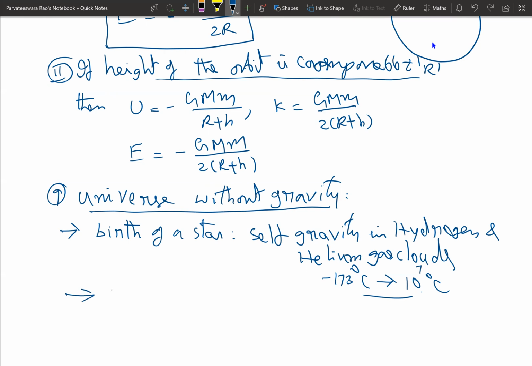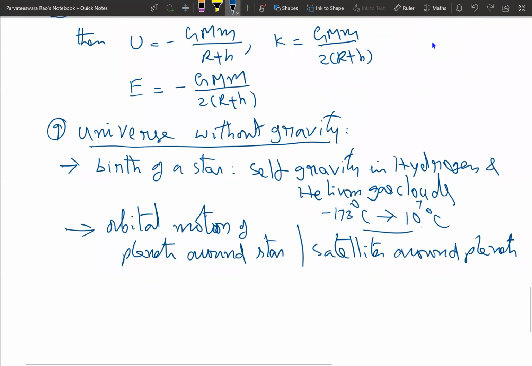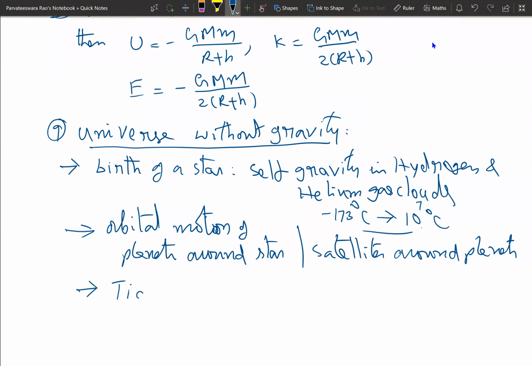Next, orbital motion of planets around star, that is sun, and satellites around planets, that is also because of gravity. Then tides on the earth are because of gravity. Atmosphere is held because of gravity.